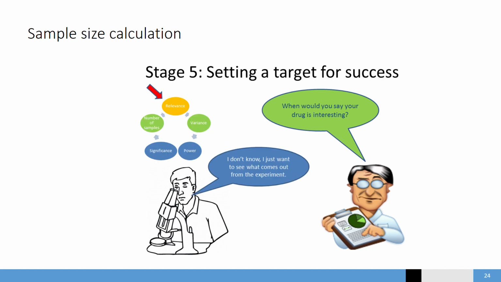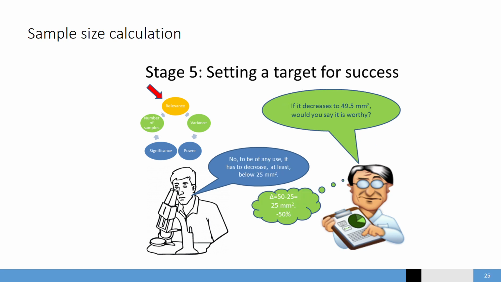Okay, so when would you say your drug is interesting? And again, a kind of textbook answer. I don't know. I just want to see what comes out from the experiment. Okay, but for instance, if the drug decreases from 50 to 49.5 millimeters squared, would you say it is worth it? So even if this reduction, this drop, is statistically significant, would you say that the drug is interesting? Because if you have such a weak drug, probably you cannot sell it anywhere. So no, let's say that to be useful, the drug at least has to decrease the area by half. So it should drop from 50 to 25 millimeters squared.